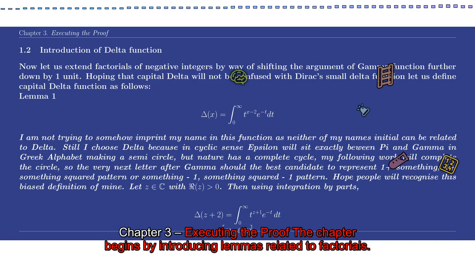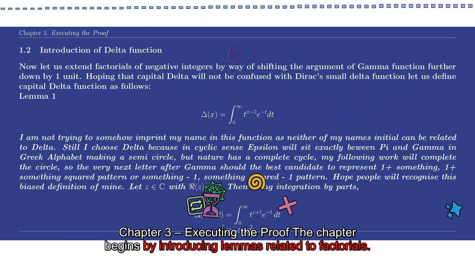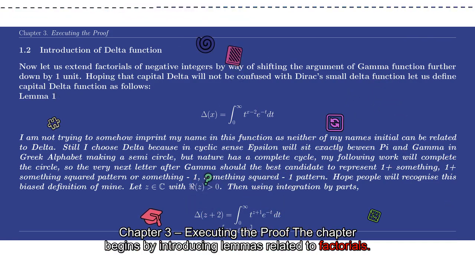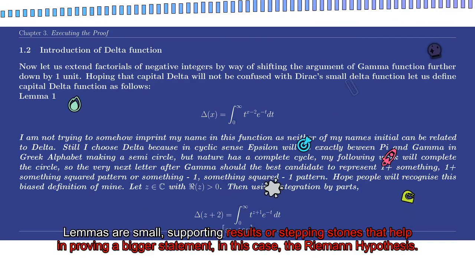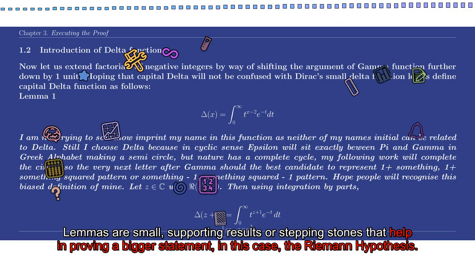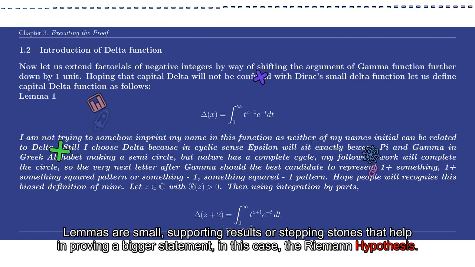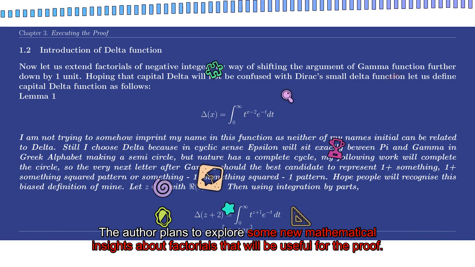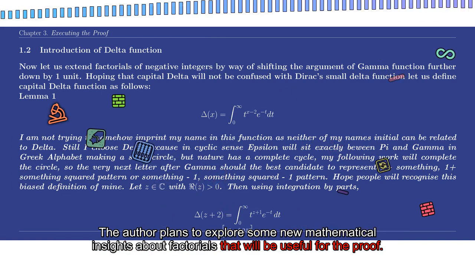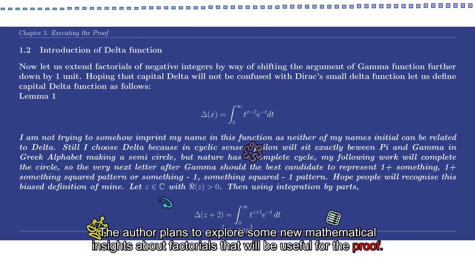Chapter 3. Executing the proof. The chapter begins by introducing lemmas related to factorials. Lemmas are small, supporting results or stepping stones that help in proving a bigger statement. In this case, the Riemann hypothesis. The author plans to explore some new mathematical insights about factorials that will be useful for the proof.